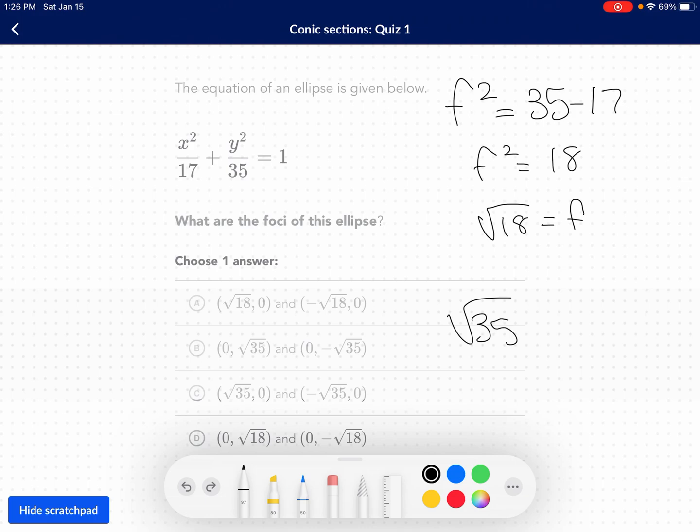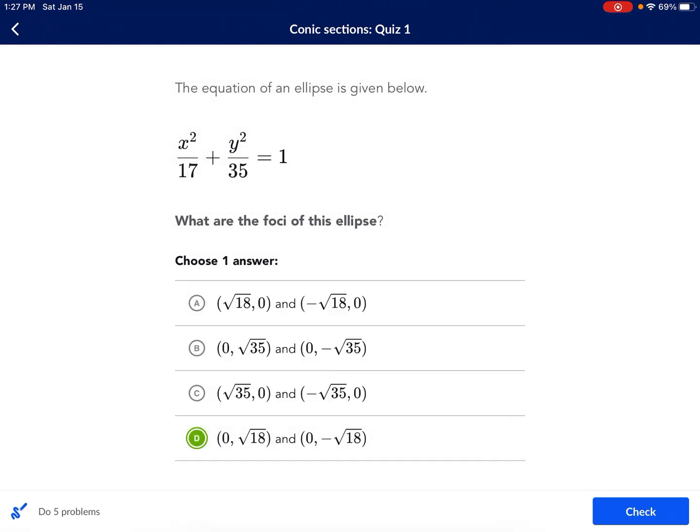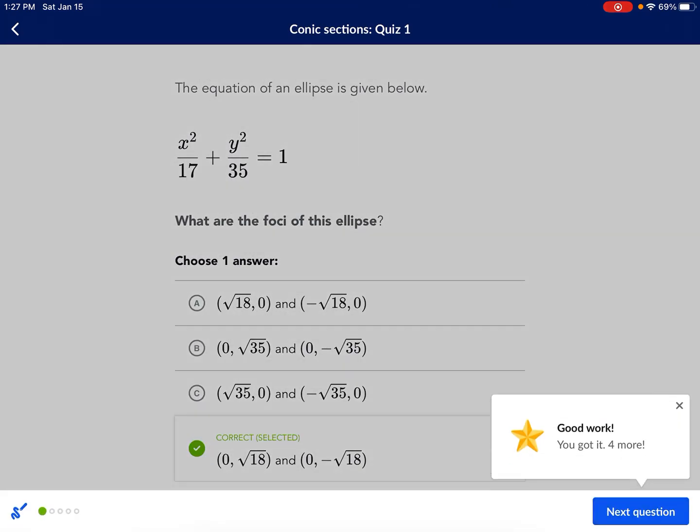So it's centered at the origin. Okay, so 35 minus root 18. Oh wait, so we're just gonna add root 18. So we're just gonna add plus or minus root 18 to the y, and that's D. Nice.